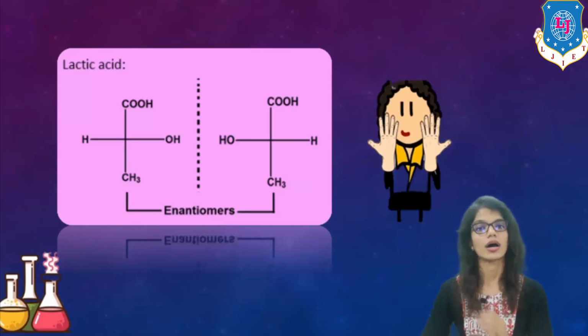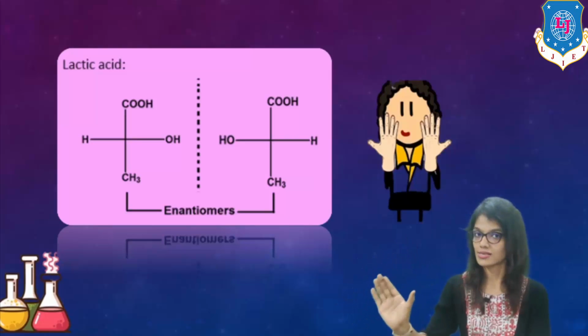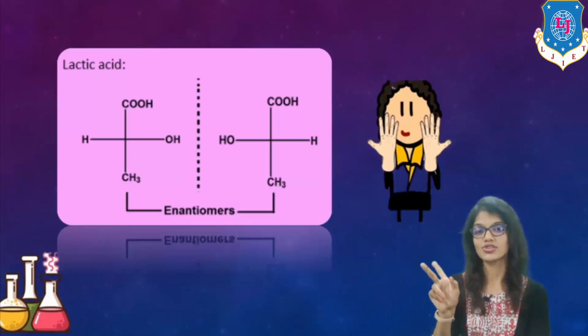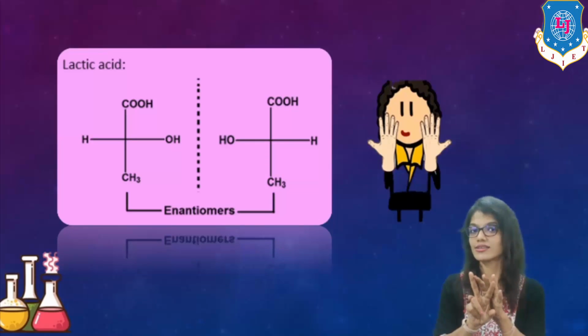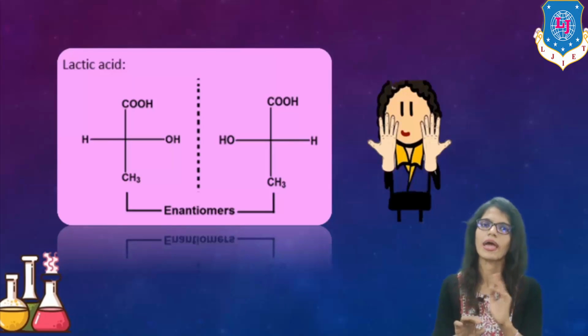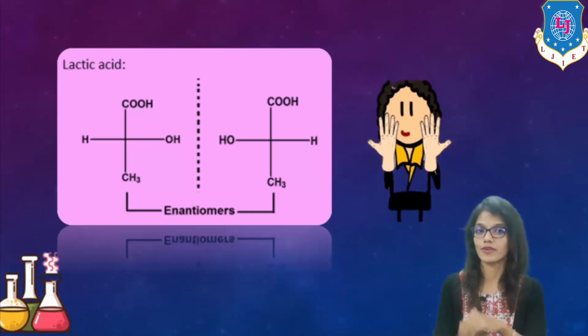Now, on the exact opposite side of the mirror, you have the same compound, lactic acid. Upper side contains COOH, lower side has the group CH3. Now where does the change occur? On the left and right hand side. Here it has OH, here it has H. On the exact opposite side, H and OH. The positions of H and OH have just been exchanged, and they are enantiomers of each other. They are non-superimposable but mirror images of each other.